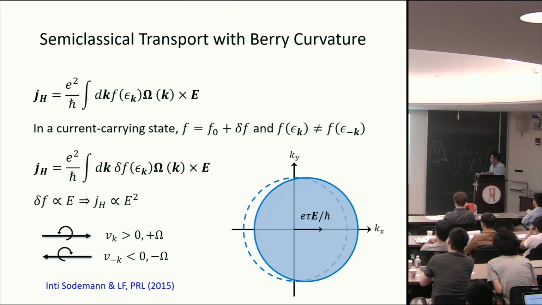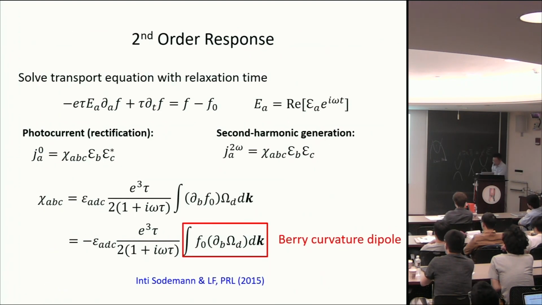So to realize this scenario, we want electrons that are moving forward to have Berry curvature which is plus, let's say, while electrons moving backwards have opposite Berry curvature. In such a system, this can be realized. This is work with Inti Sodemann, a former postdoc at MIT. So indeed, when we look at this second order response, we find that this Berry curvature leads to two effects within this transport theory framework.